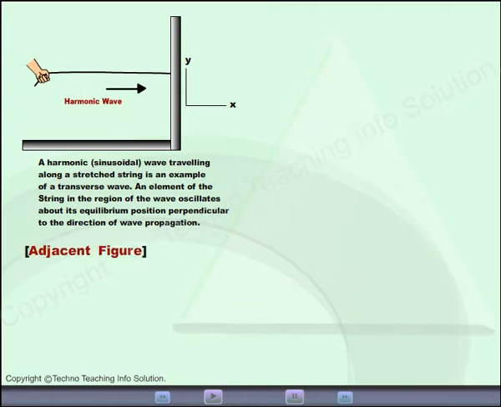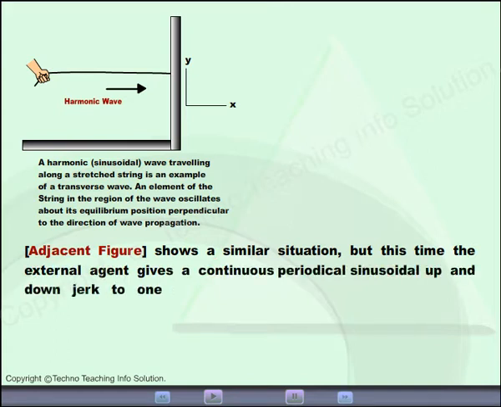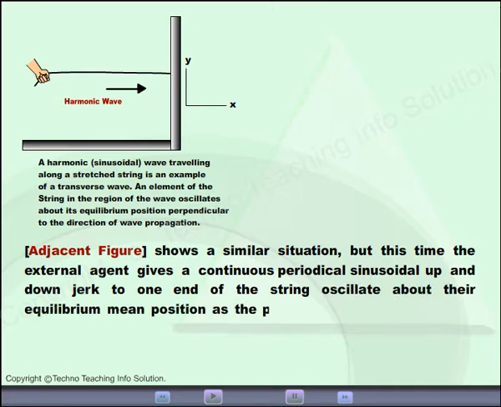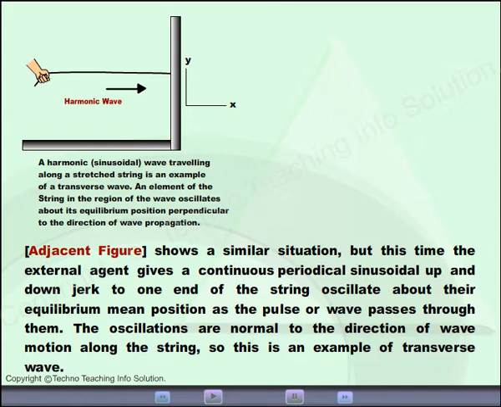In the adjacent figure, which shows a similar situation, but this time the external agent gives a continuous periodical sinusoidal up and down jerk to one end of the string. The string oscillates about its equilibrium mean position as the pulse or wave passes through them. The oscillations are normal to the direction of wave motion along the string, so this is an example of a transverse wave.